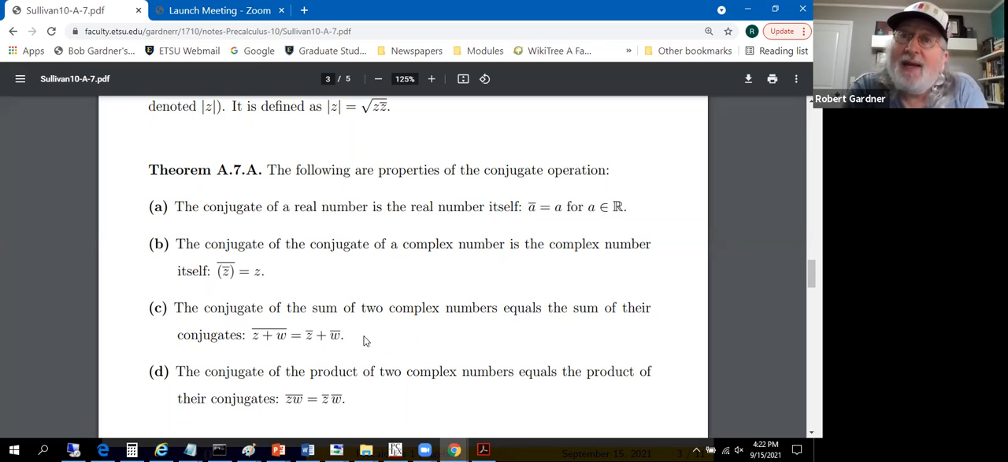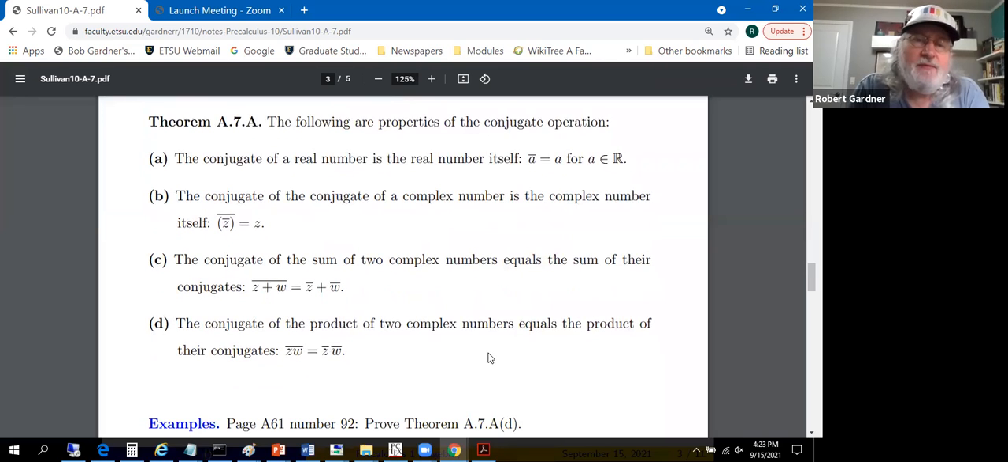If you think how you add complex numbers, you add them, I want to call it component-wise. You add the real parts and you add the imaginary parts. So that's not terribly surprising if you think how you add complex numbers. Adding complex numbers, pretty straightforward. Multiplying them's a little weirder because you got to deal with that FOIL stuff.